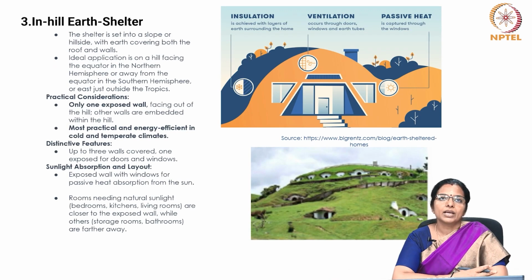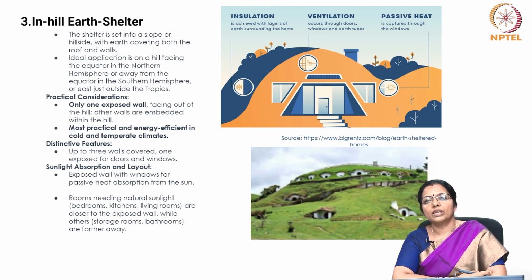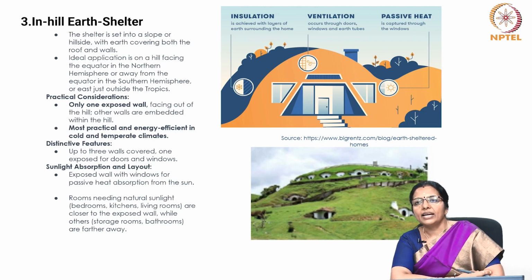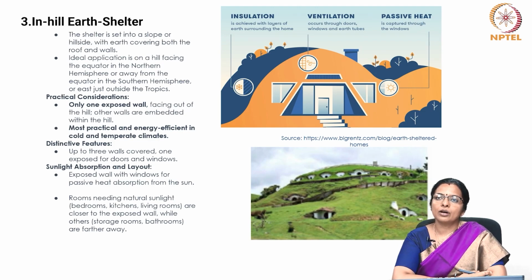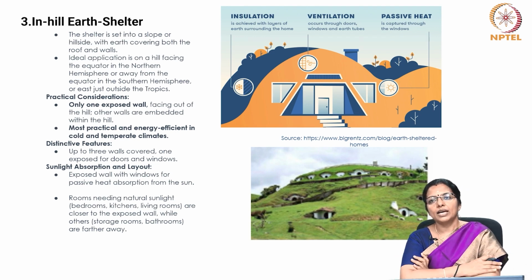Then we have the in-hill earth shelter. The shelter is set onto a slope or hillside with earth covering both the roof and the walls. Ideal application is on a hill facing the equator in the northern hemisphere, or away from the equator in the southern hemisphere, or east just outside the tropics. Practical considerations are that they have only one exposed wall facing out of the hill. The other walls are embedded within the hill.